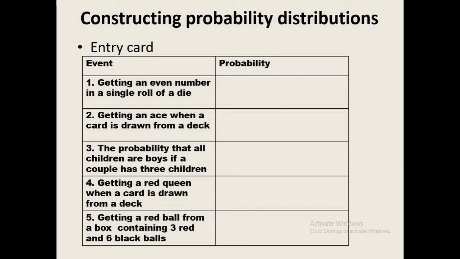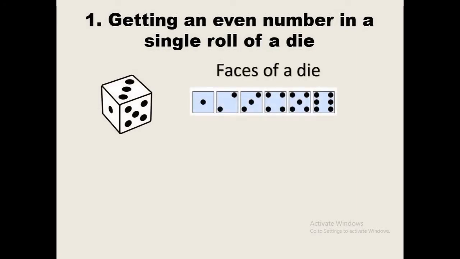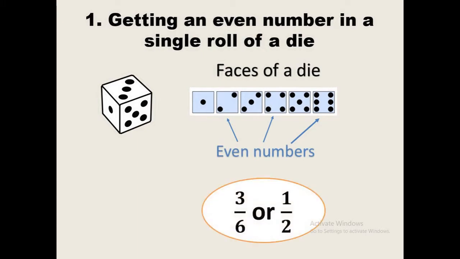Constructing probability distributions. Here is an entry card. On the left column is the event, and we are going to find the probability of each event. Number 1. Getting an even number in a single roll of a die. Notice these are the faces of a die. There are 6 faces. We are going to find the even numbers only. The even numbers are 2, 4, and 6. So there are 3 possibilities. That would be 3 over 6 or 1/2.